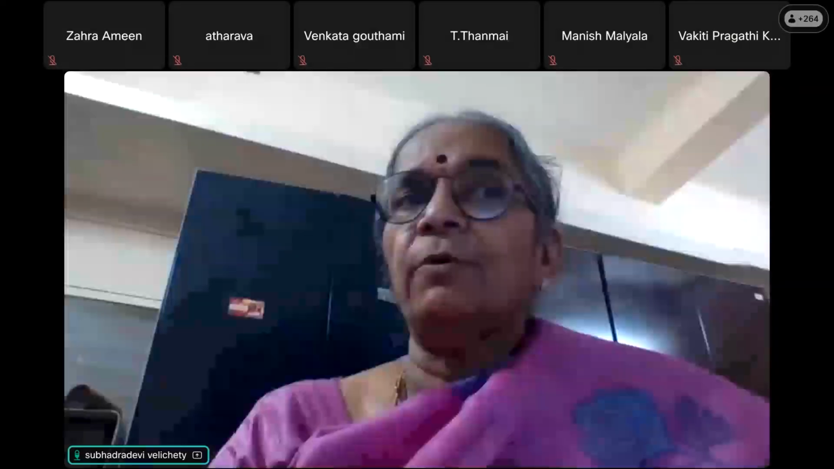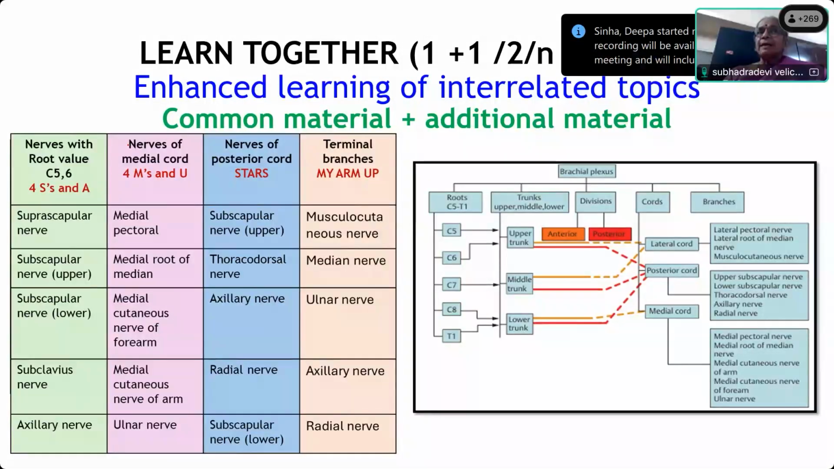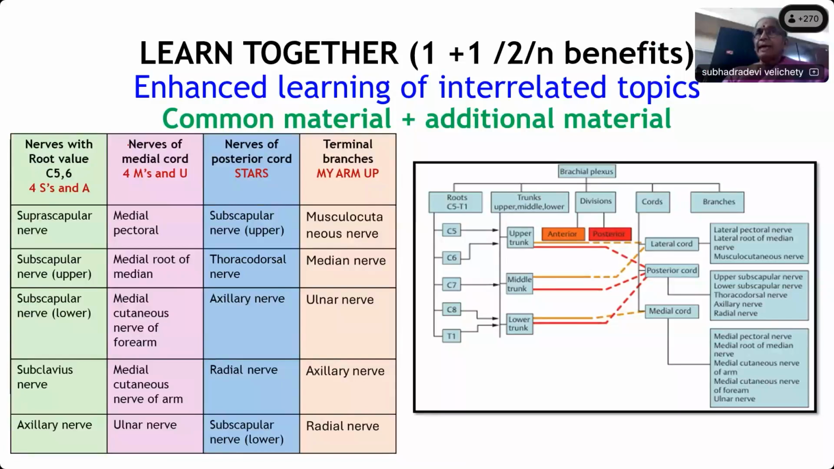And A I have made. 4 S's means you can see what are those S's. Okay, the nerves that start with S and the one that start with A. And nerves of medial cord also 4 M's and U. From that you can write down what are all the branches.